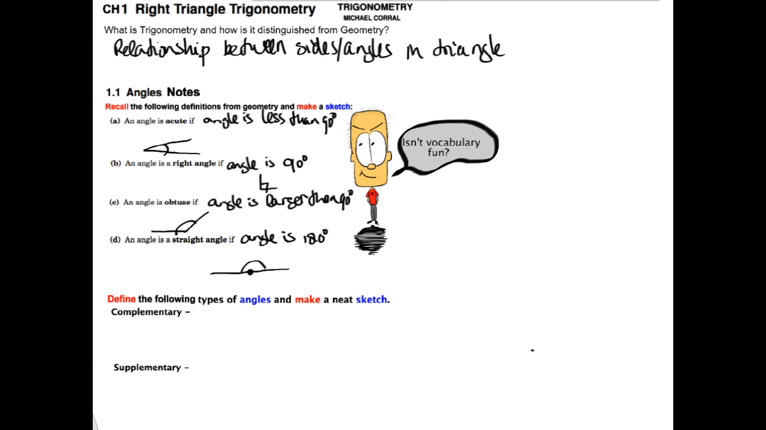Alright, a couple other definitions. Complementary would be two angles that add to 90. So, for example, if I have this as my first angle, and it's 28 degrees, and then I have a second angle that would be maybe 62 degrees, then together they would make a 90. So those are complementary.